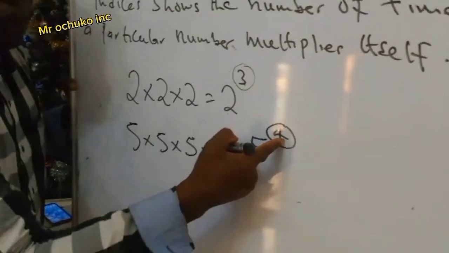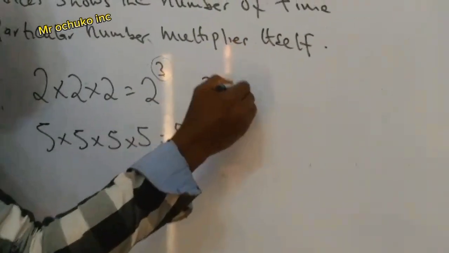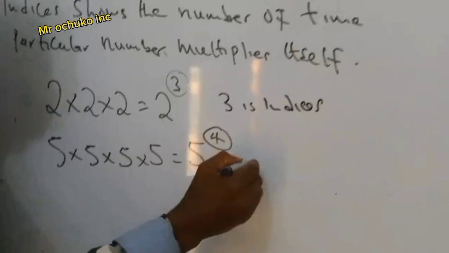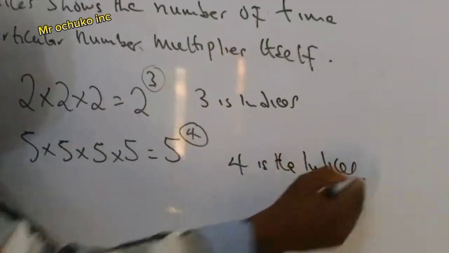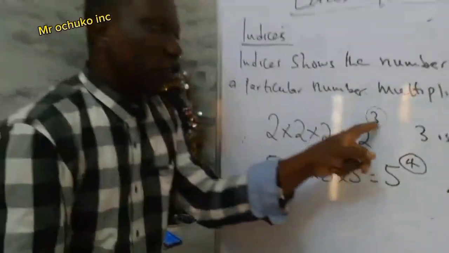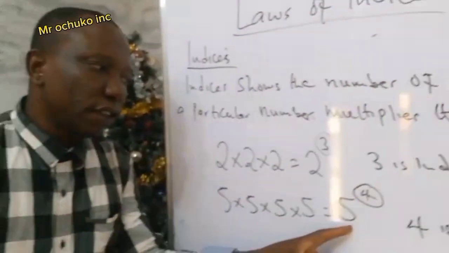Now, this 4 and this 3 are the indices. You can see 3 is the indices. 4 is also the what? The indices. Because why are they indices? They show us the number of times this number 2 multiplies itself and this number 5 multiplies itself.